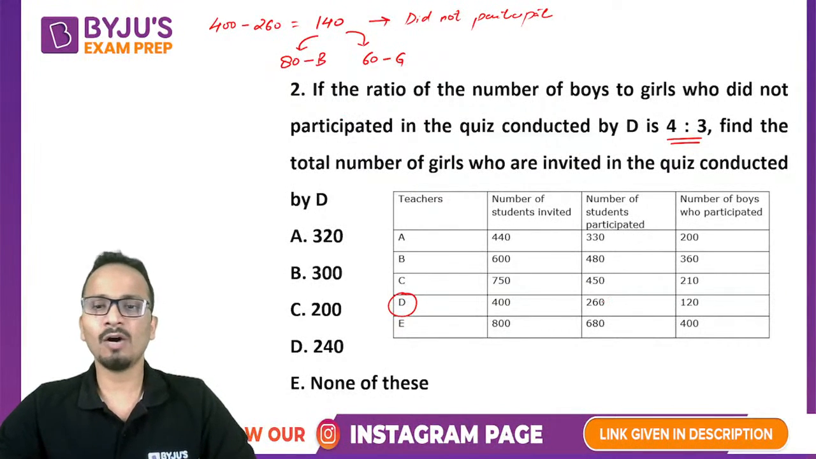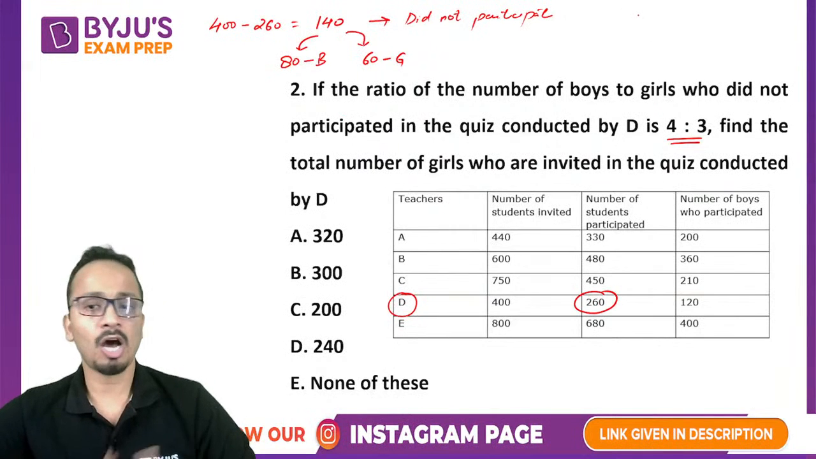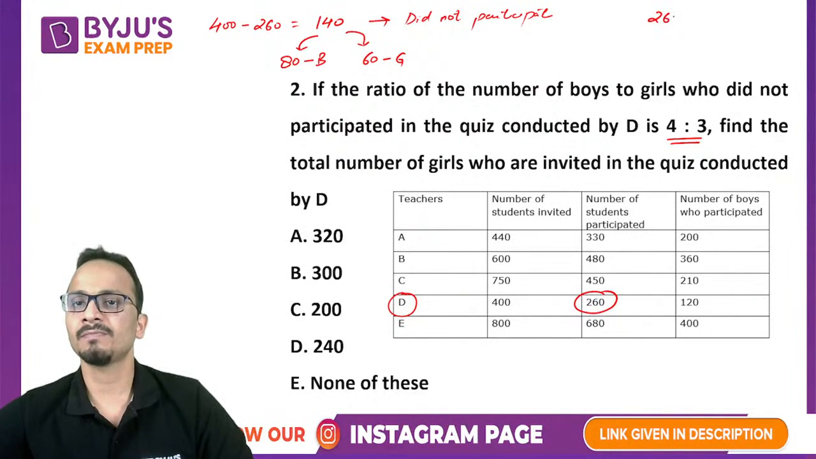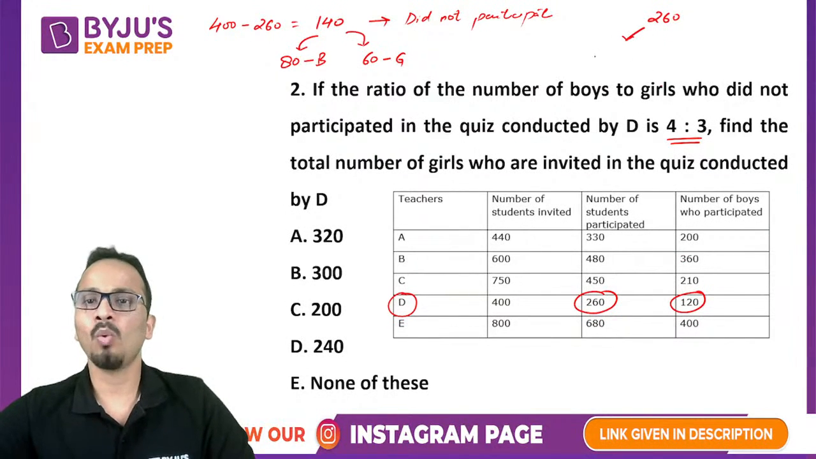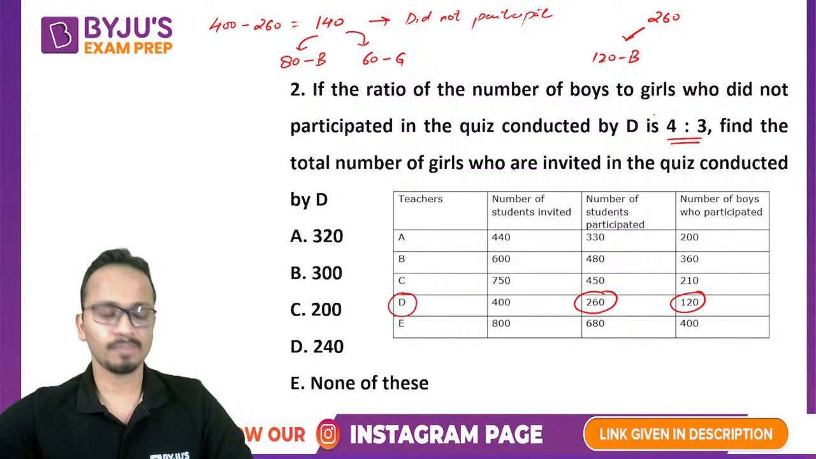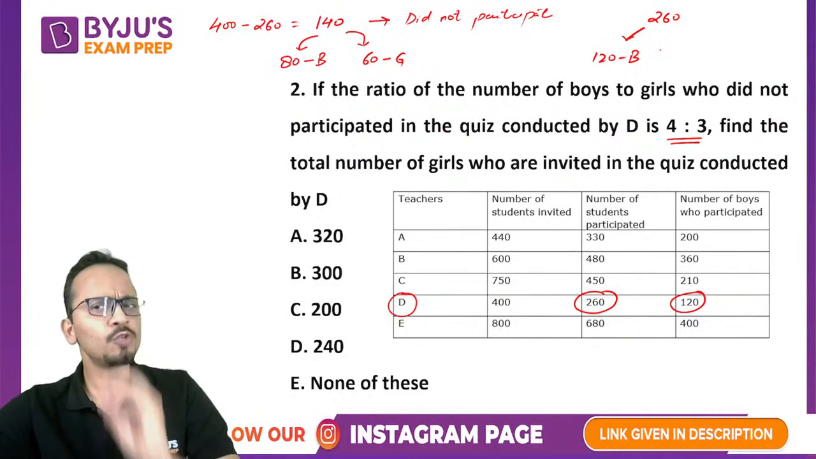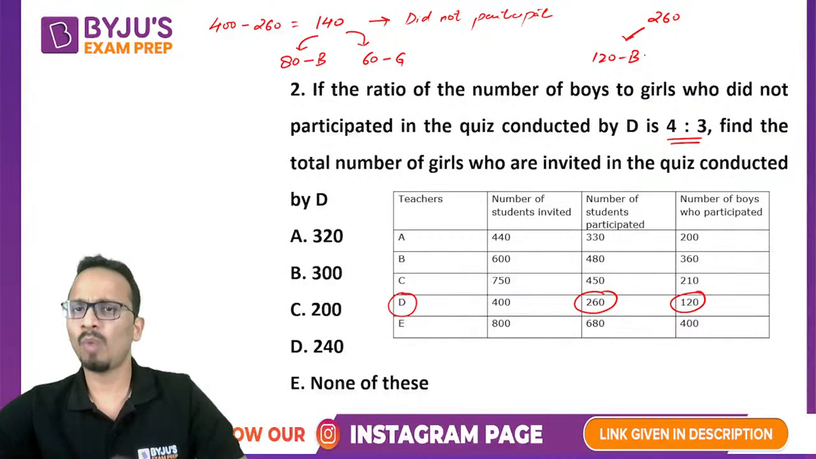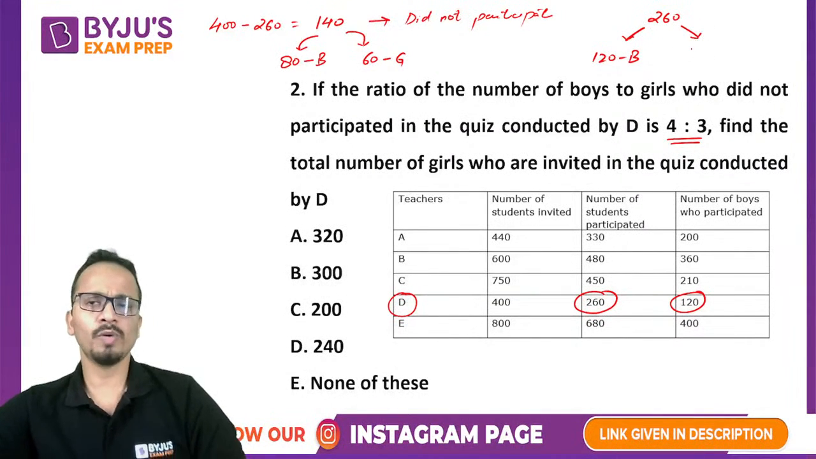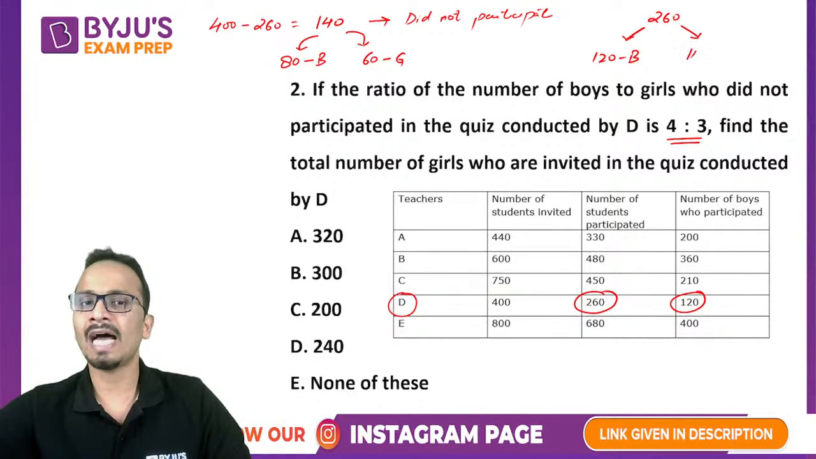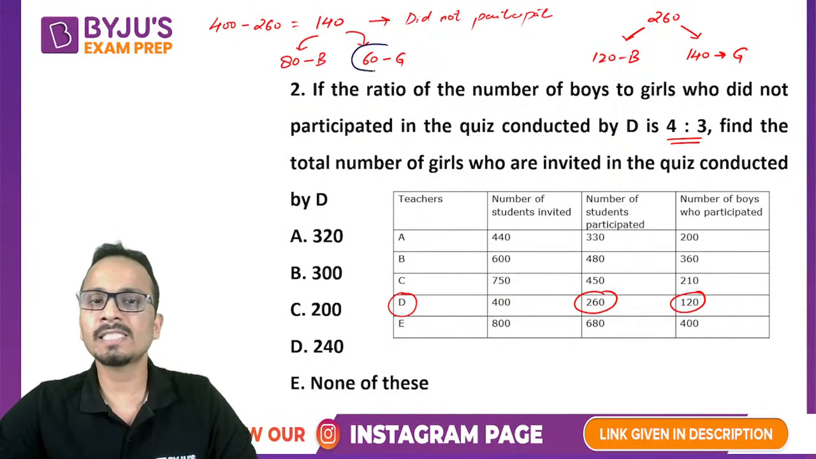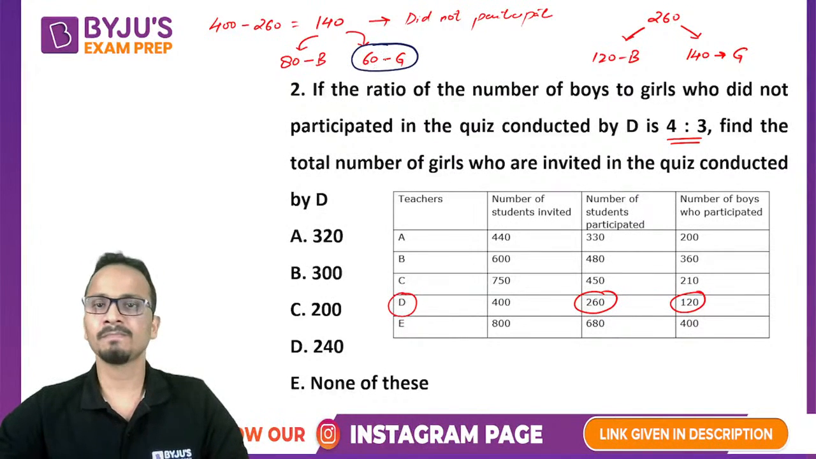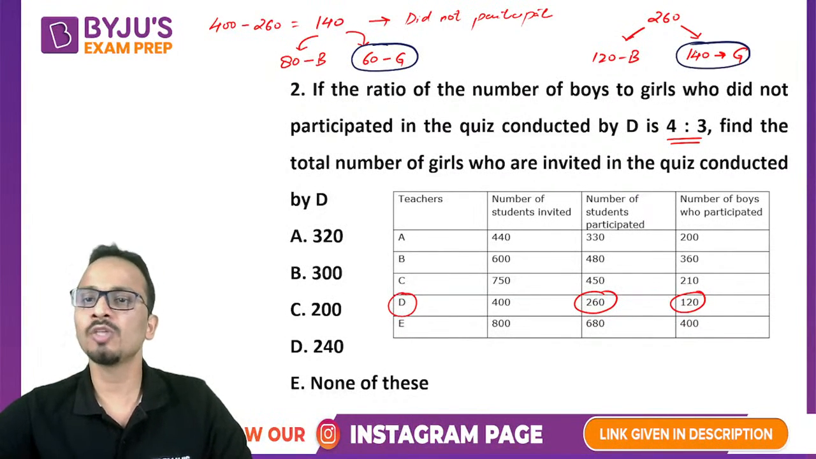All right. Now, out of 260 students who participated, the table says that 120 are boys. This is what the table is telling us. So if out of 260 students who participated, 120 are boys, the leftover, 260 minus 120, that is 140, will be the number of girls. So from this data I can say that there are 60 girls who did not participate and there are 140 girls who participated.